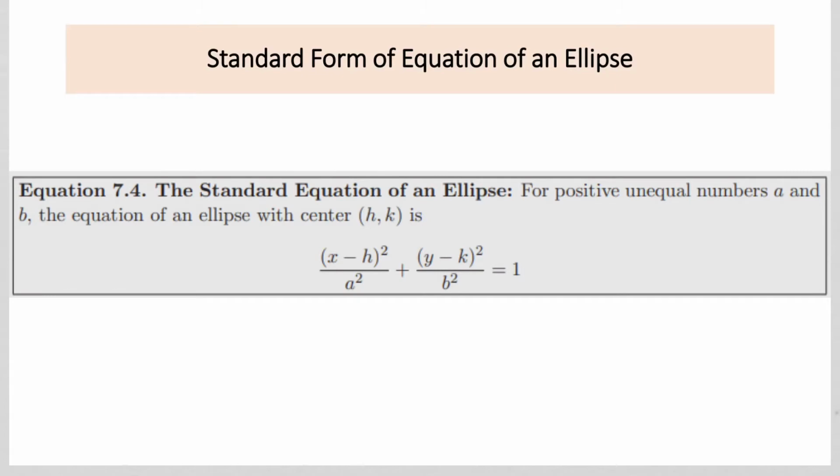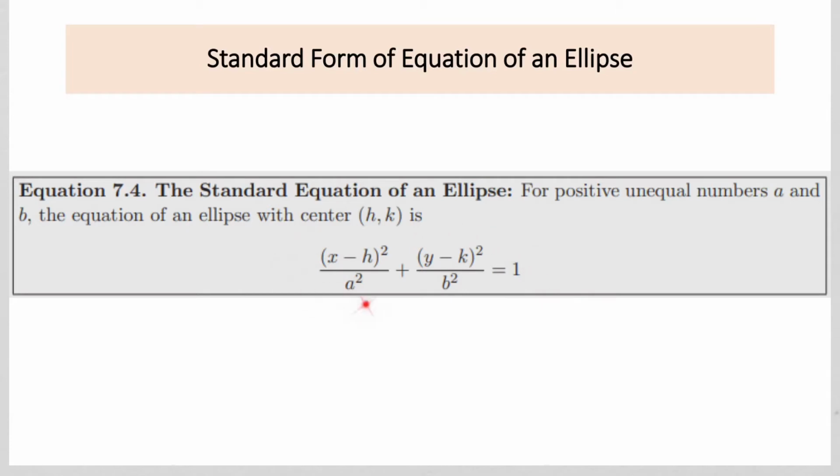The standard form of an equation of an ellipse looks like this. Here it says for positive unequal numbers a and b, the equation of an ellipse with a center h, k, so this is an offset, like with the circle, is this equation here. In this equation, a and b are both positive numbers which are not equal to one another.